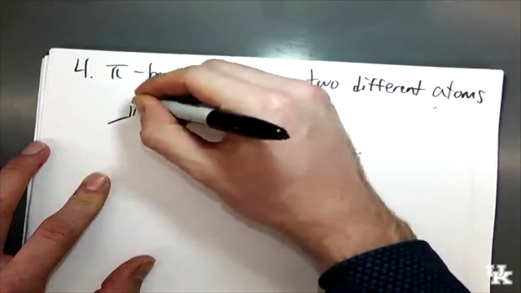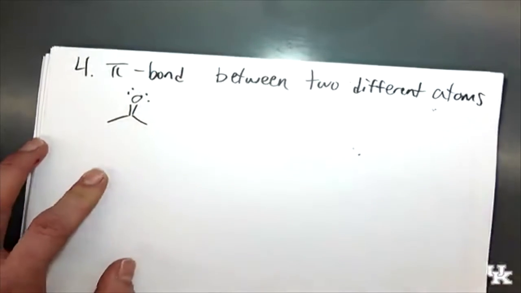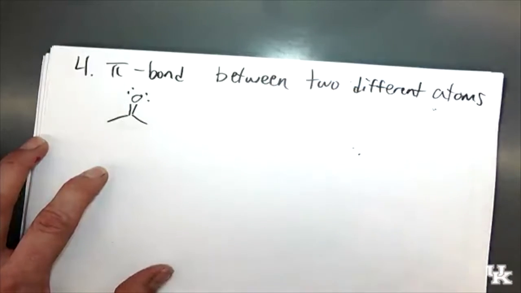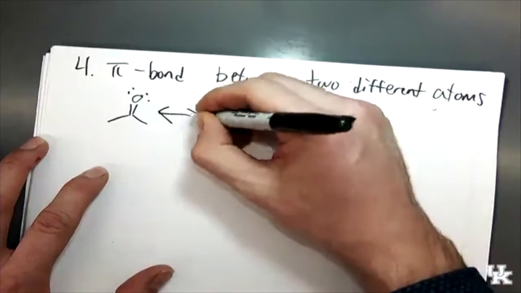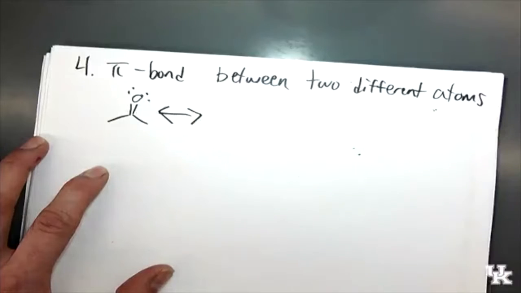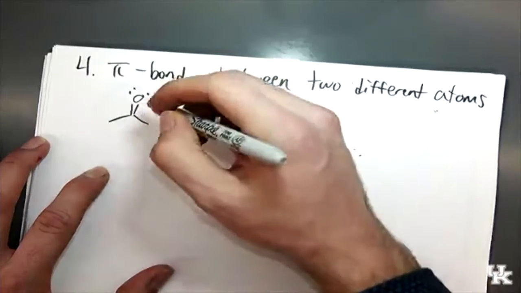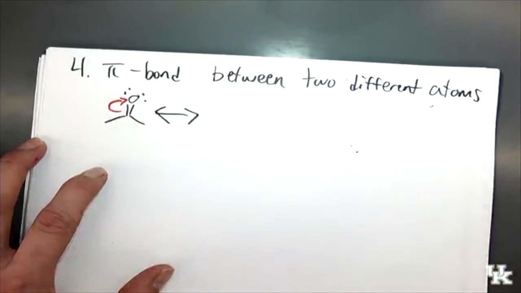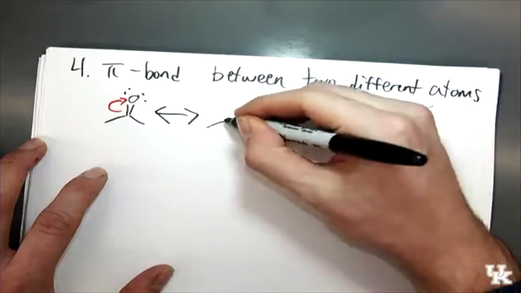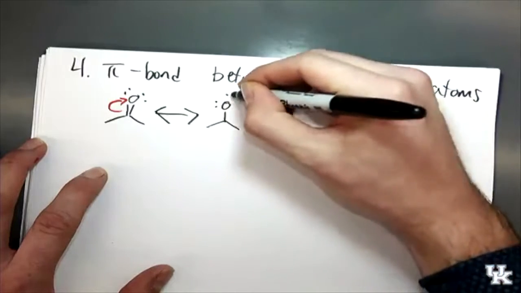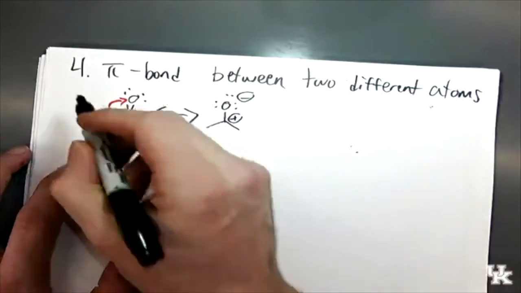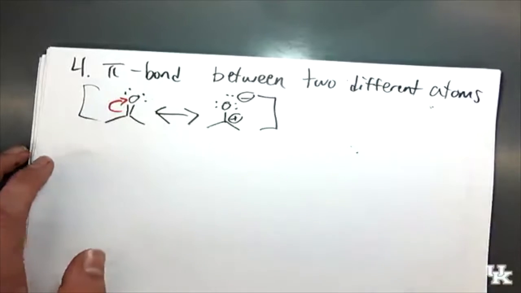This is like when we have a carbonyl, okay? What do you have between the carbon and the oxygen? You have a pi bond. So that's really all we're talking about. So when you have a system like this, you can move the electrons from the bond to a lone pair and make a structure that looks like this. And we'll give it our resonance brackets, as always.